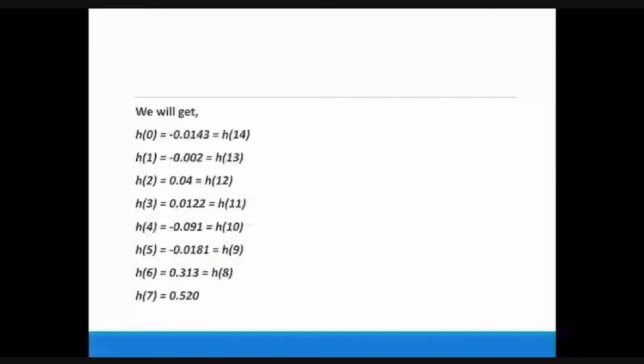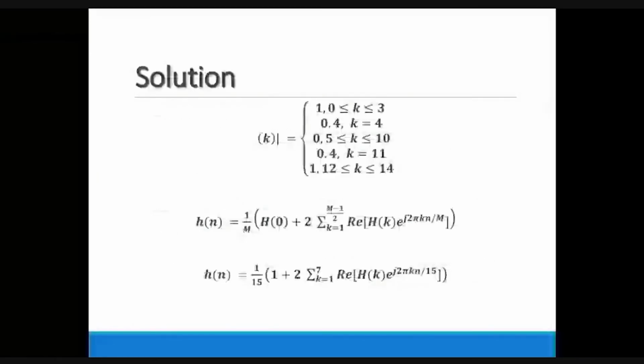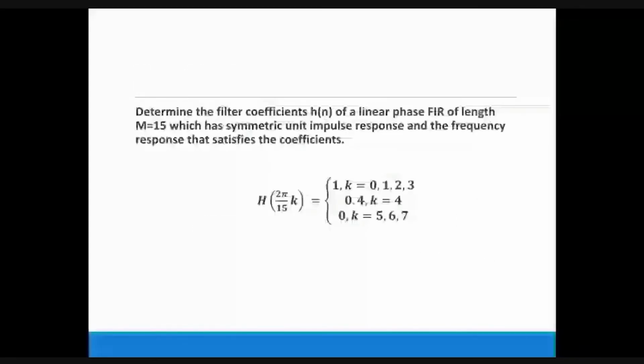Sir, can you explain how H of k is 0.4 at k equal to 4? I'm confused about that. Which value? H4, H of k equal to 0.4 at k equal to 4. Okay, that is already given in the statement only. Whatever the example statement says, H of 2 pi k by 15 has value 1 for k equal to 0 to 3 and 0.4 for k equal to 4. That is already mentioned.